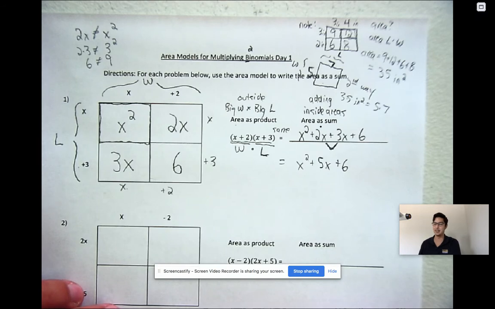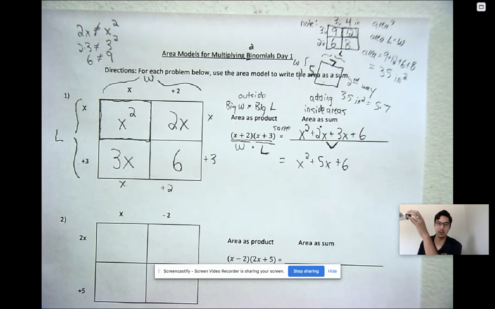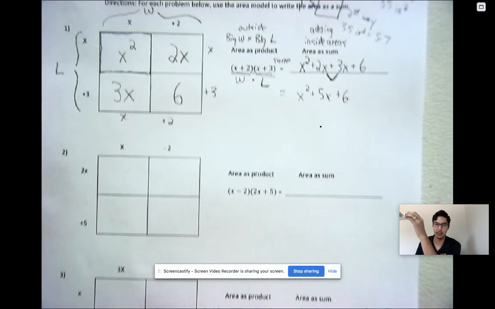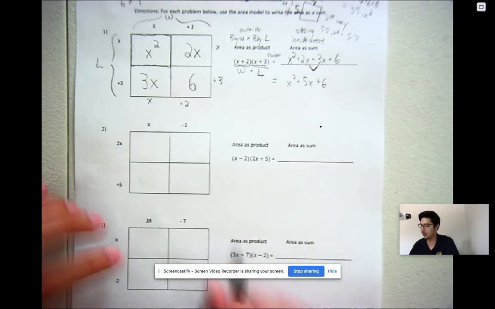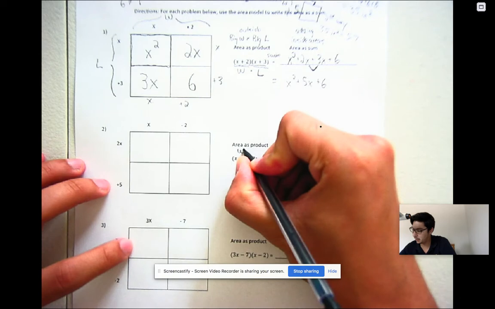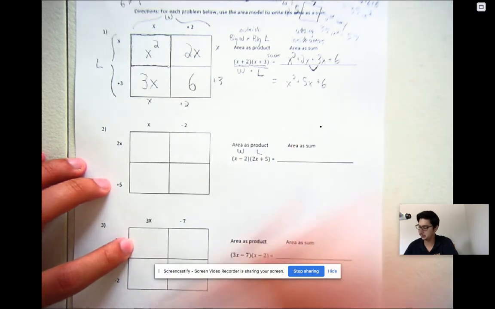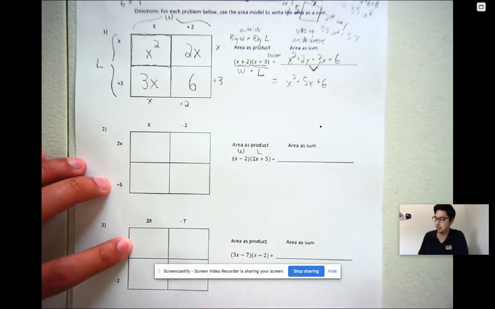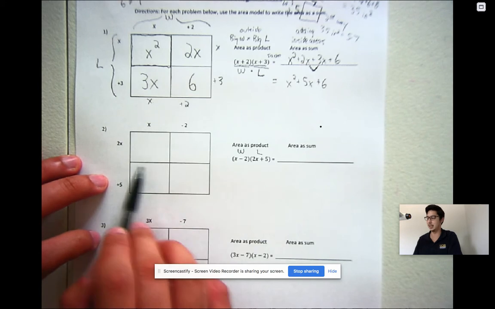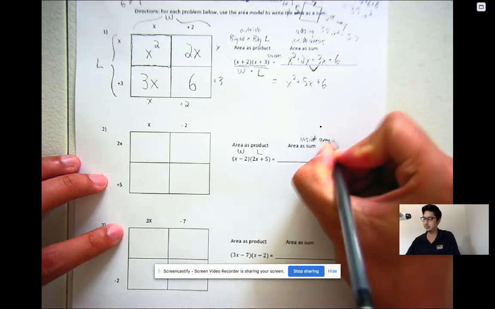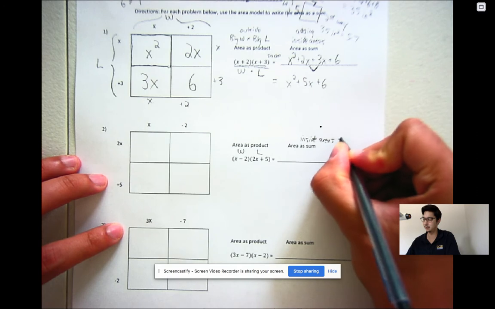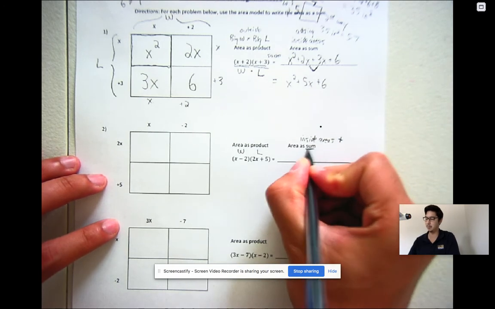Okay. Let's look at one more, and then hopefully you can use that to help you. I'm going to zoom out just a tad. All right, let's look at number 2. So we have areas of product. There's the width. There's the length. What's the areas of sum? All right, so that's getting all the inside. Just areas of sum is the inside areas added together. That's what the word sum means.